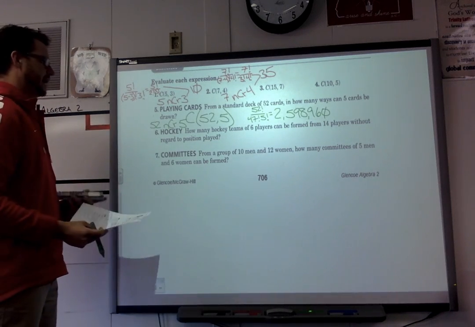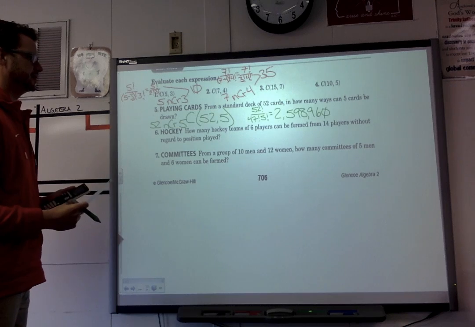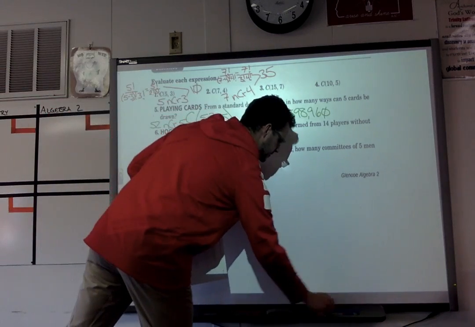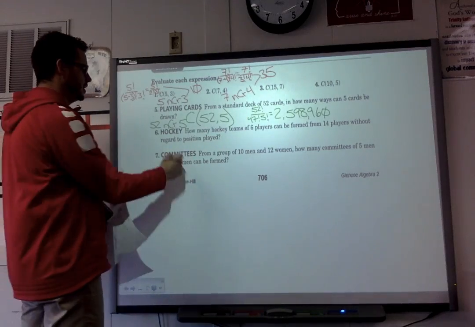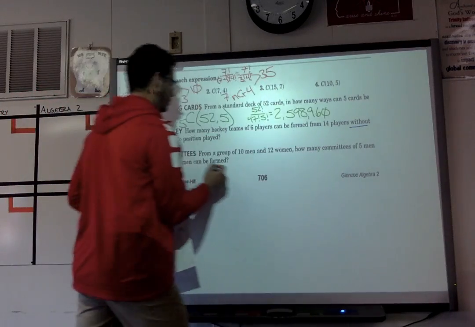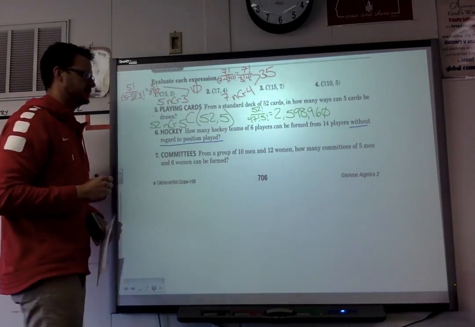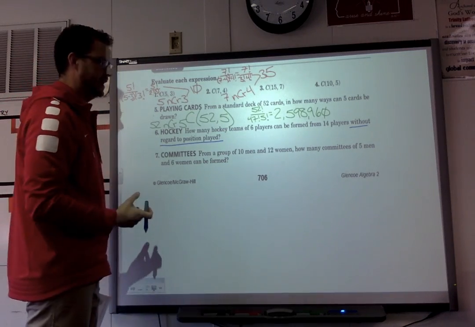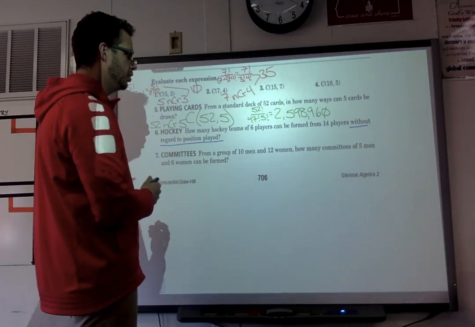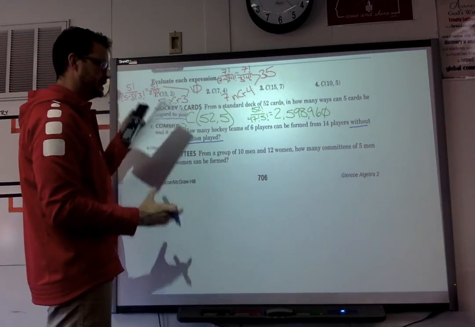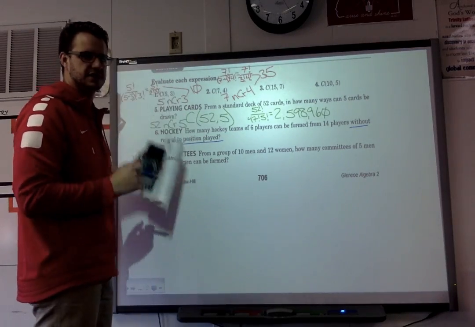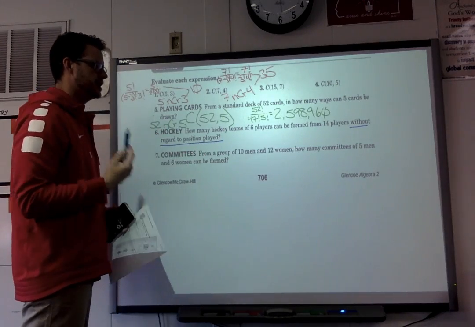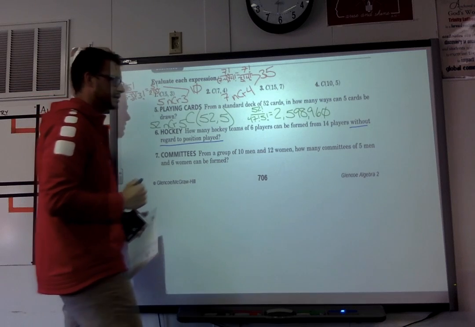Number 6, how many hockey teams of 6 players can be formed from 14 players without regard to position? So the key here, without regard to position, tells us that we're going to be using a combination because the order does not matter. Now, when you're doing your homework, it's not going to be equally split up of permutations on this one, combinations on this one. You're going to have to look for those key words to see which one you need to use.